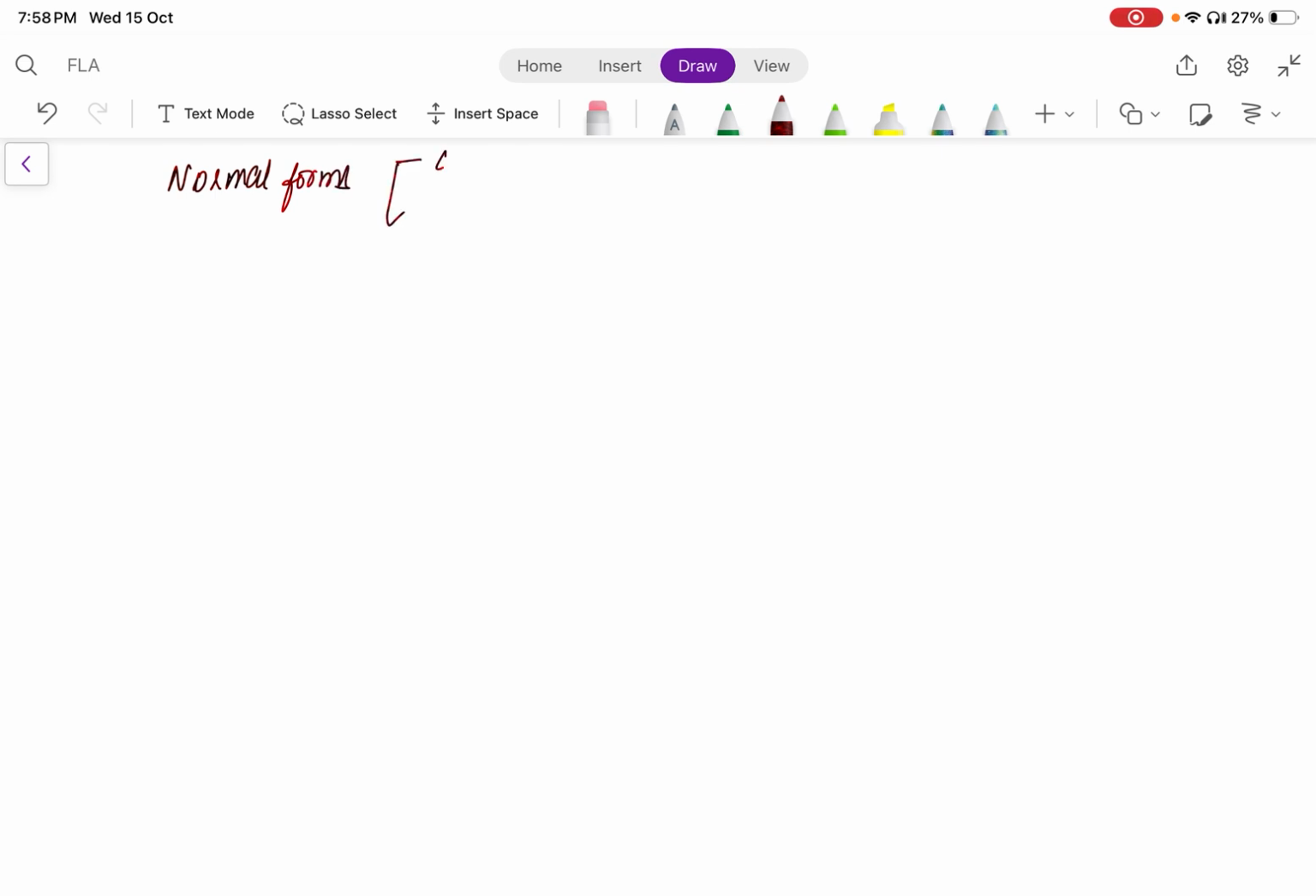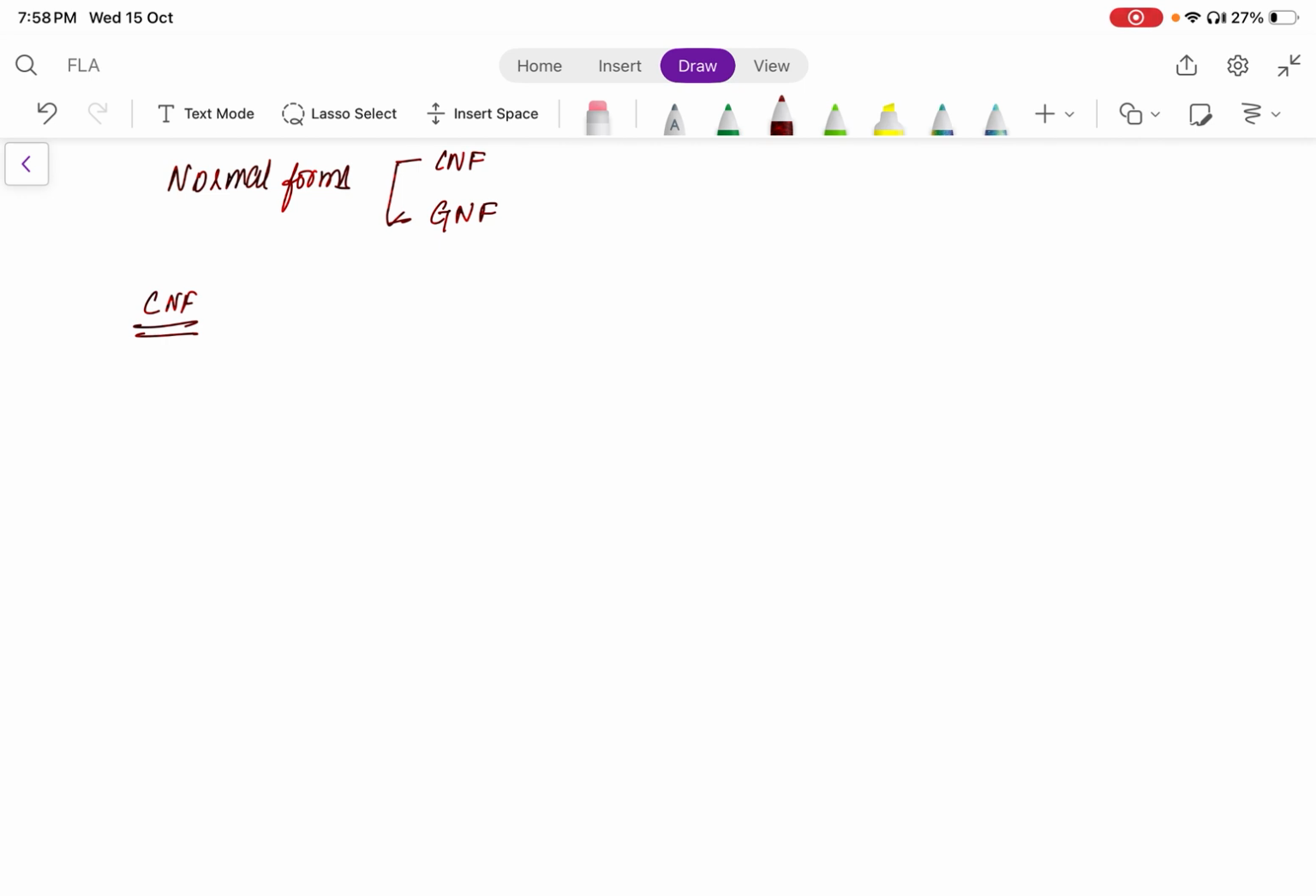One is CNF, that is Chomsky normal form. The other one is GNF, Greibach normal form. First we will see what is Chomsky normal form. Okay, CNF.